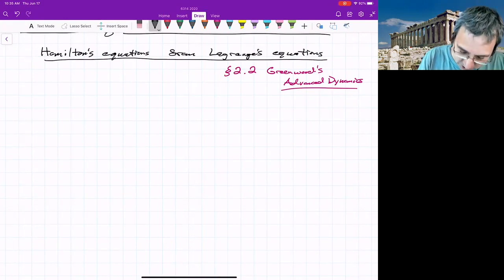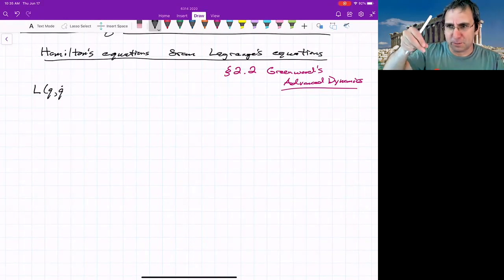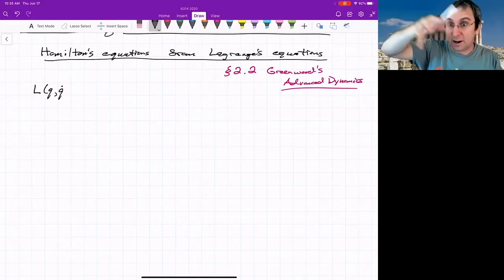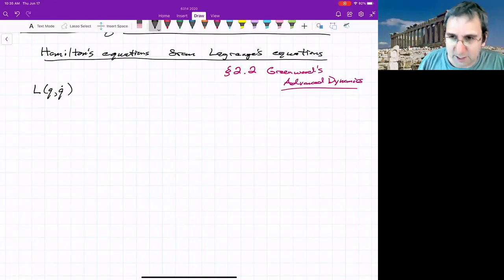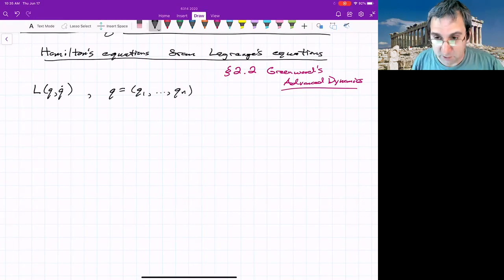If we have a Lagrangian, I'll look at systems that don't explicitly have time in them. The way you get time would be like you have a particle on the surface of a balloon, and the balloon is expanding and contracting. But let's not look at a case like that. So we're just looking at a Lagrangian that's a function of q and q dot. And I will typically be referring to q as shorthand for the set of all qs, from q1 to qn. These are the generalized coordinates.